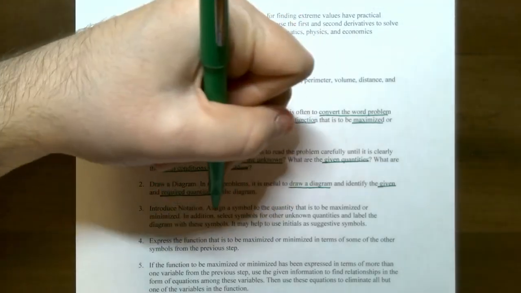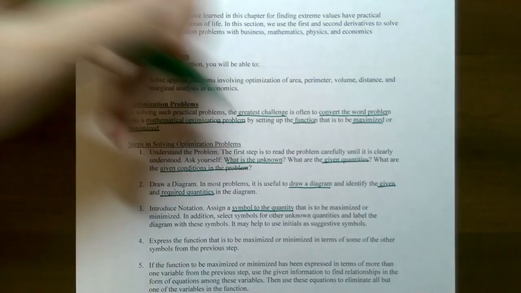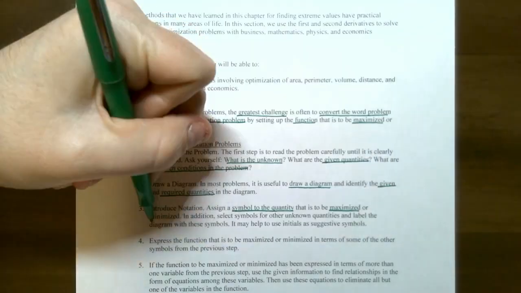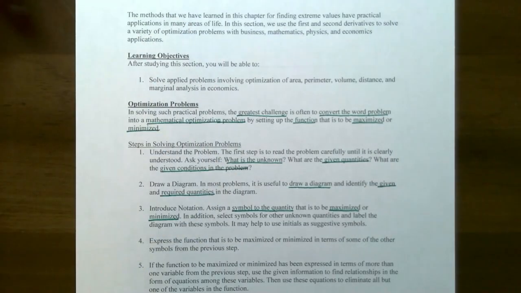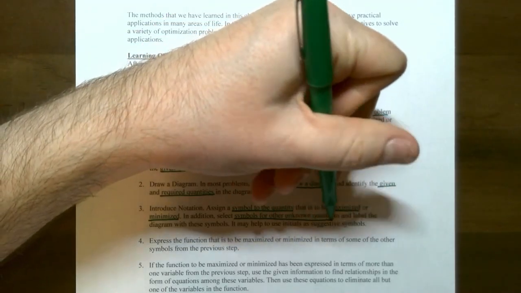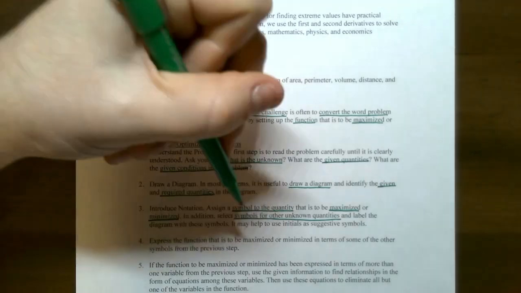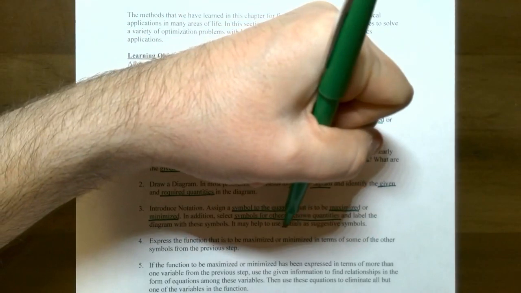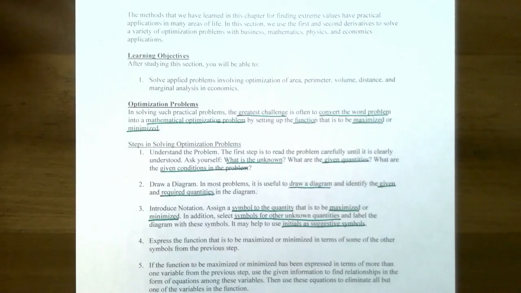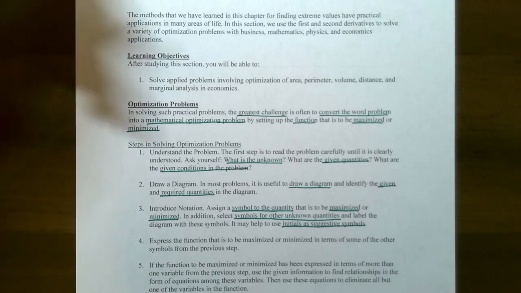Introduce the notation, so assign variables or symbols to quantities that need to be maximized or minimized, and also select symbols for unknown quantities, and also label the diagram. And it might help to use initials that are suggestive of what the variable represents. So distance, you would probably want to use a D, area, probably a capital A, volume, a V.